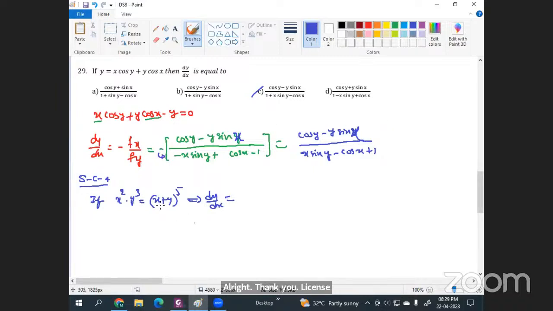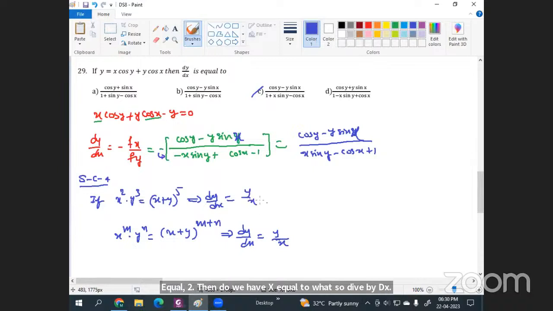Good. Now what we have to do here? This is the shortcut I am doing: x power m into y power n equal to x plus y whole power m plus n. Then dy by dx equal to what? So dy by dx equal to y by x. For any type of problem, this is y by x. Right? So this is the first question. I'll give one more question. Root x plus root x into root y.